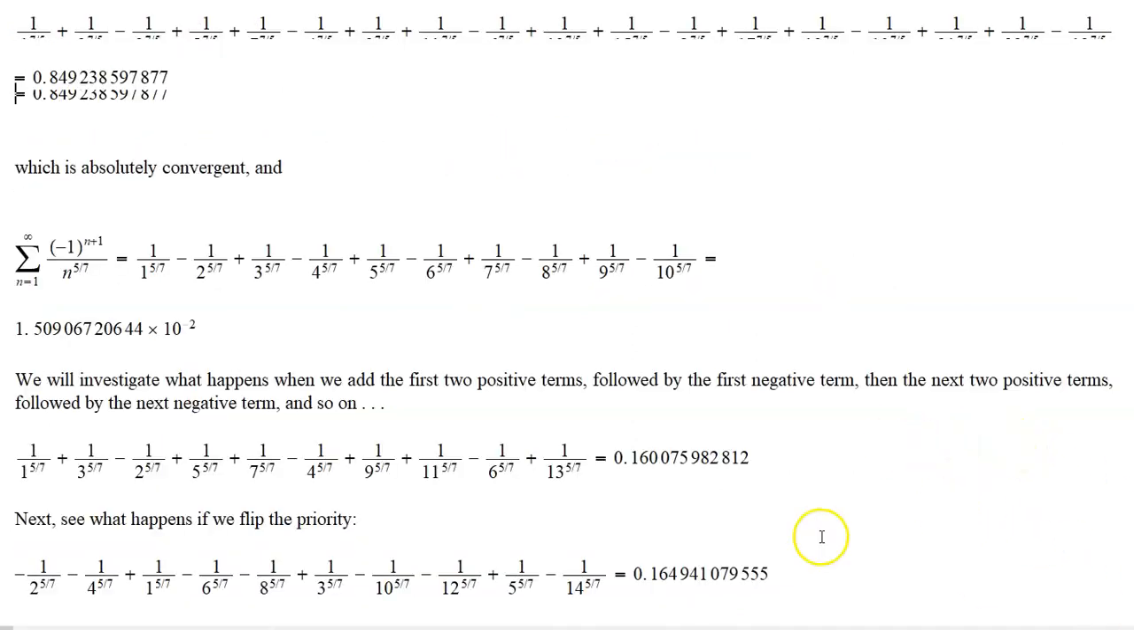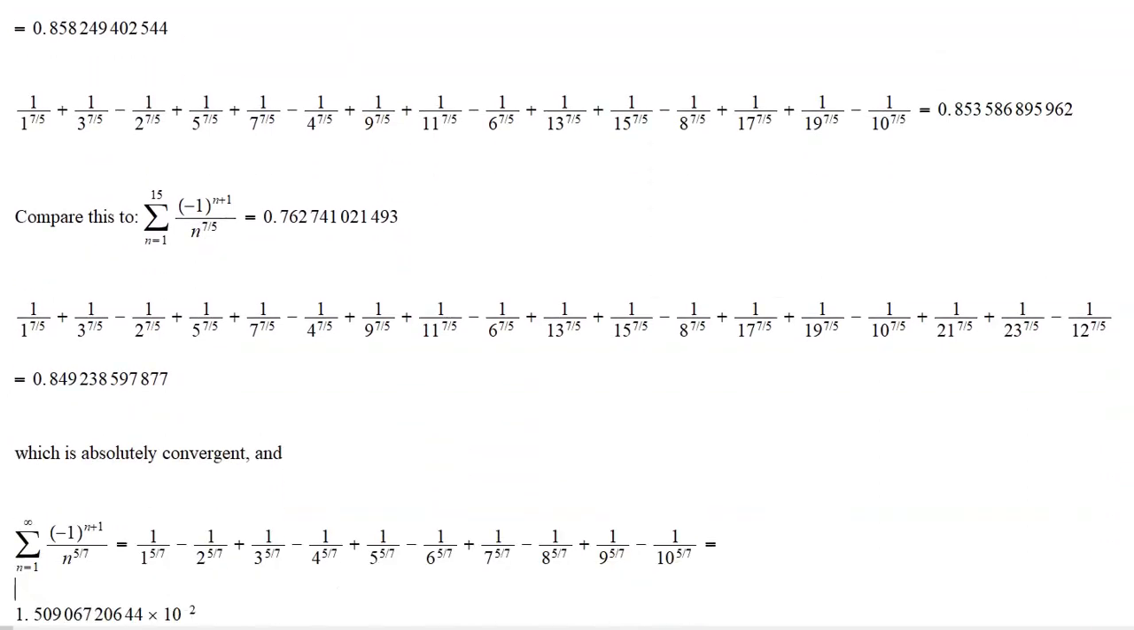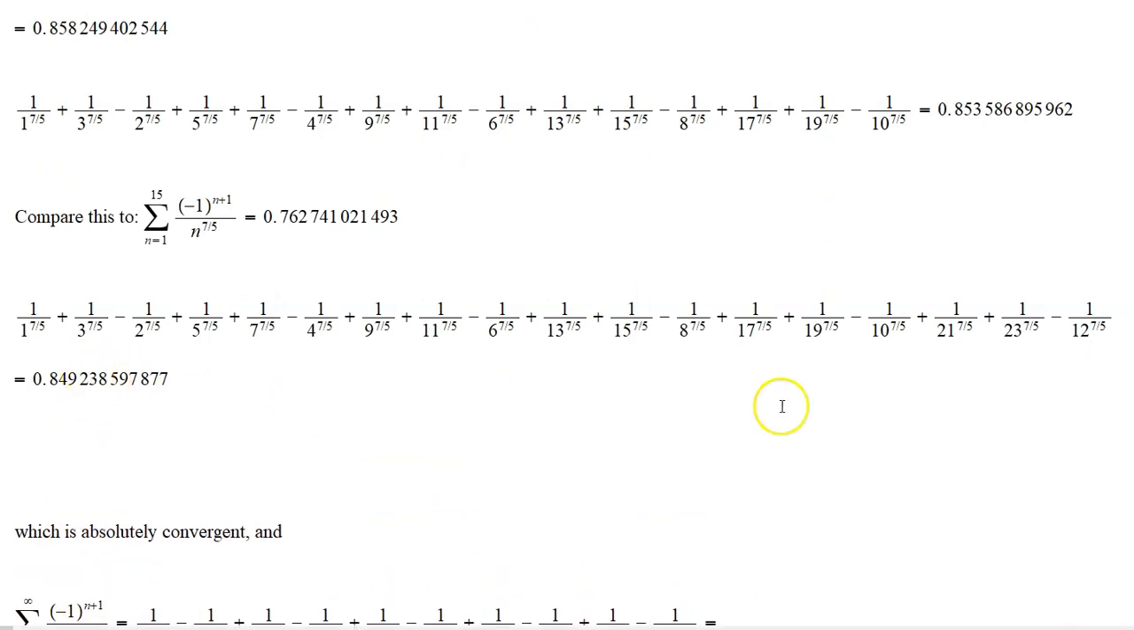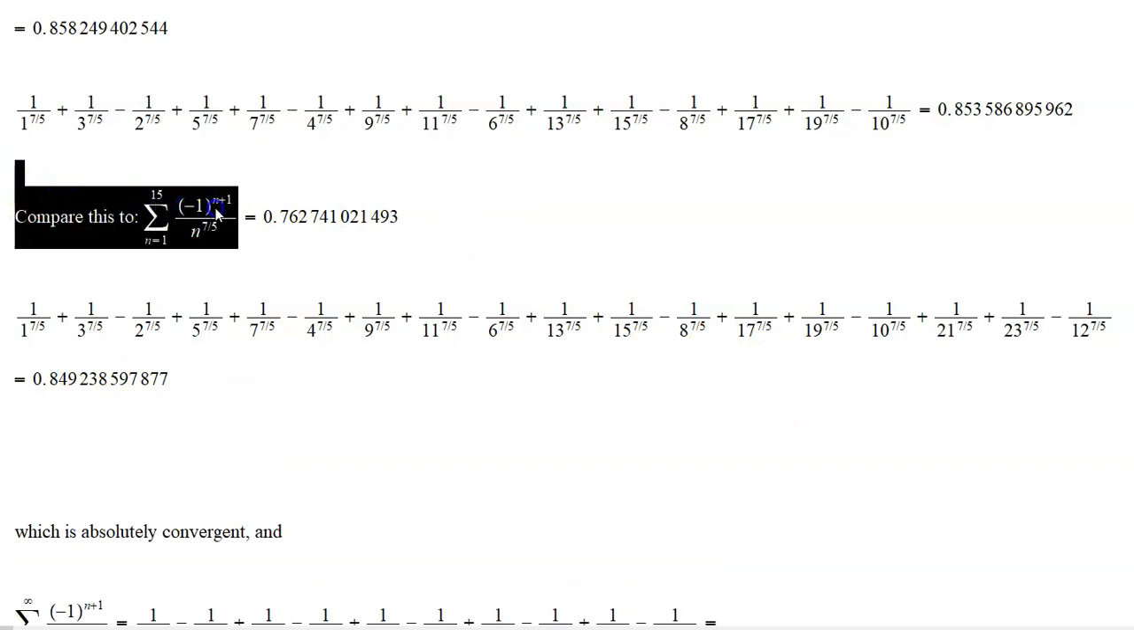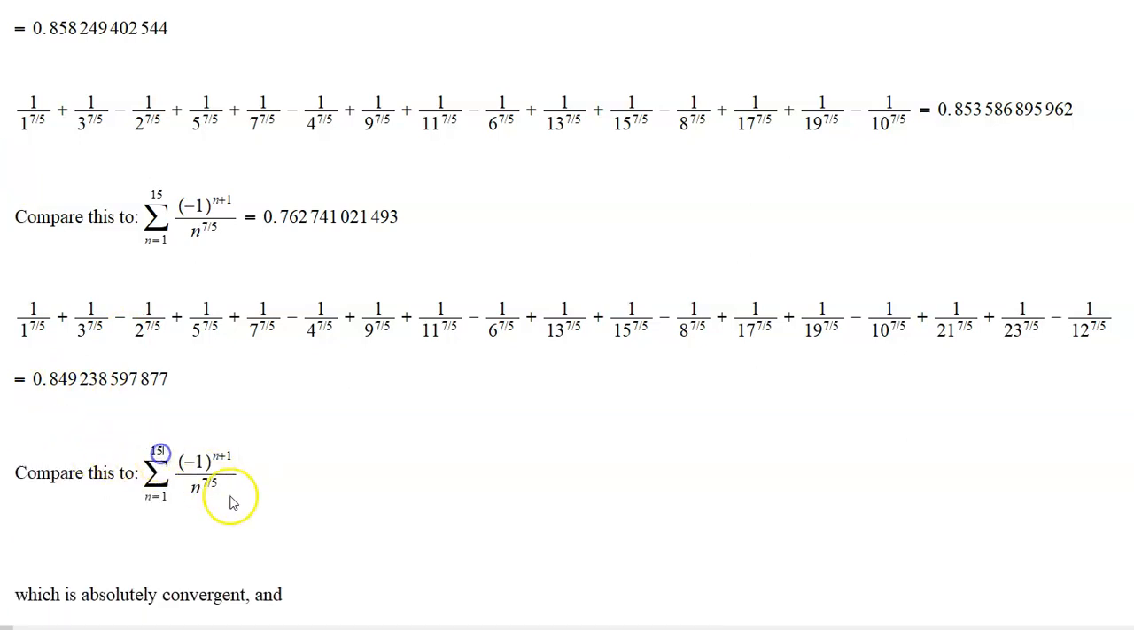Okay, so let me see if I can fix that. That's better. Okay, so now let's compare to what happens if we have 18 terms. Because we had 15, now we have 18. So let's take this, compare this to summation n equals 1 to 18, regular partial sum. We're gonna get 0.74.